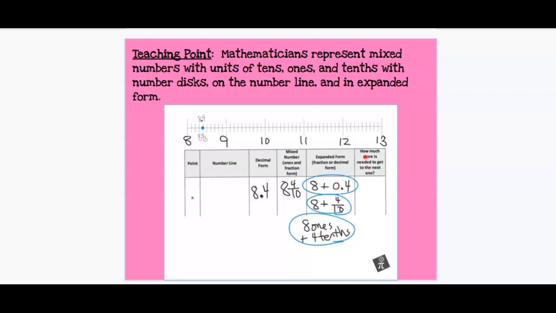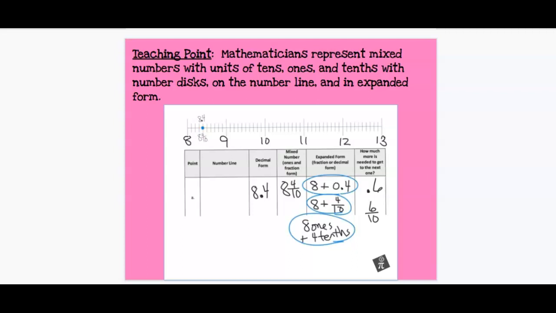And then if we wanted to, how much more is needed to get to the next whole number? That's a good idea to just help have students develop it. It's kind of like a number bond, really. Or what do you need to add to that 4/10 to get to the next whole number? 6/10.